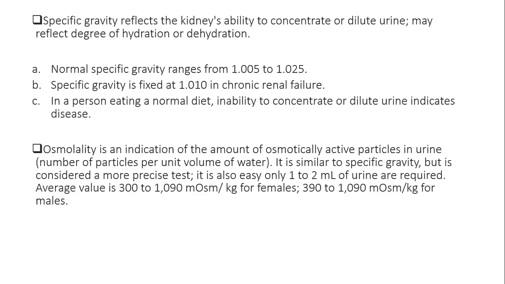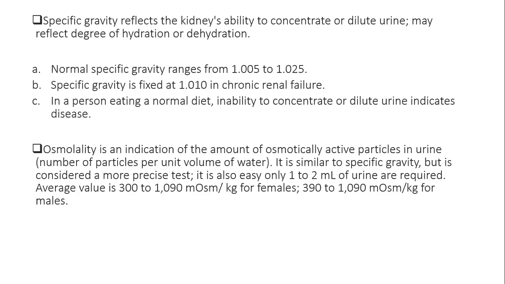Specific gravity reflects the kidney's ability to concentrate or dilute urine, and it may reflect the degree of hydration and dehydration as well. Normally, specific gravity ranges from 1.005 to 1.025, and in chronic renal patients, specific gravity is fixed at 1.010. And if a person is eating a normal diet, inability to concentrate or dilute urine indicates disease.